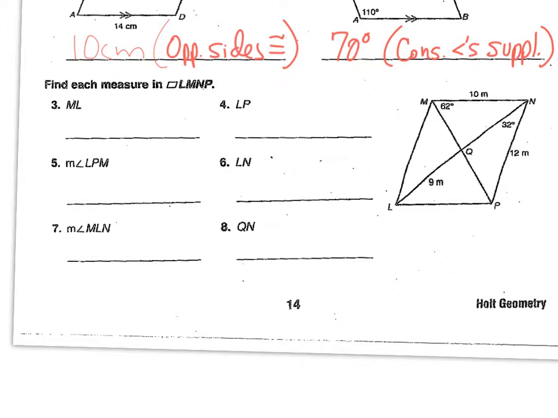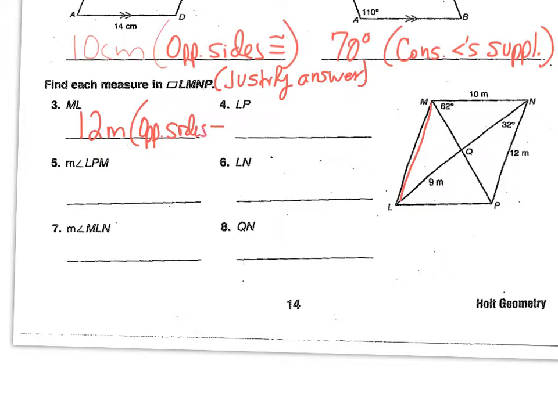Now, number 3. ML. Let's justify that. So, justify the answer. 12? Okay, so ML is 12. You're right. And how come that is 12? Opposite sides congruent. Perfect. How about LP? How much is LP? That is 10. And what's the reason for that being 10 meters? Also, opposite sides congruent. Perfect.